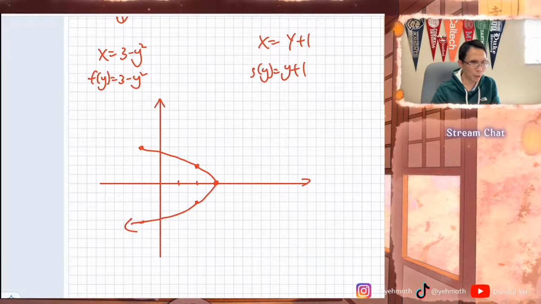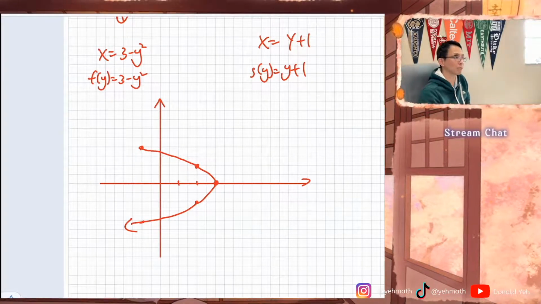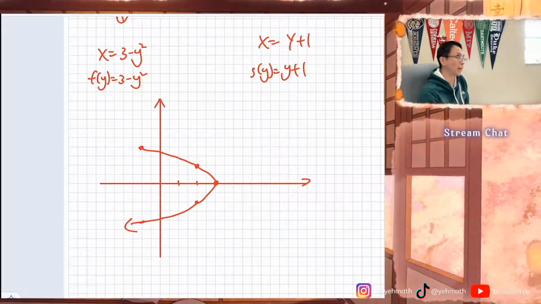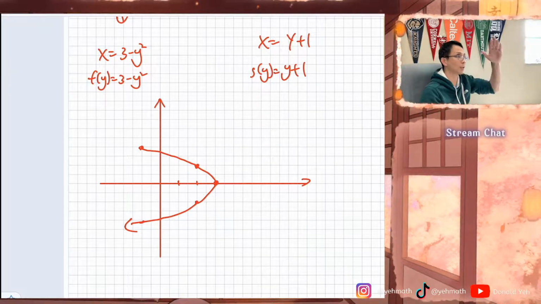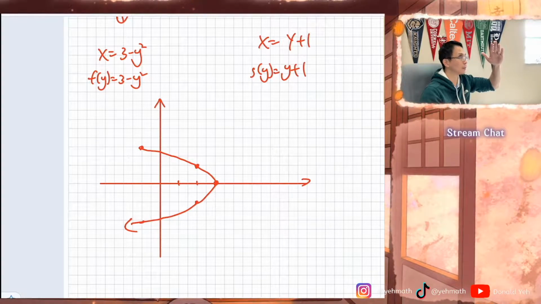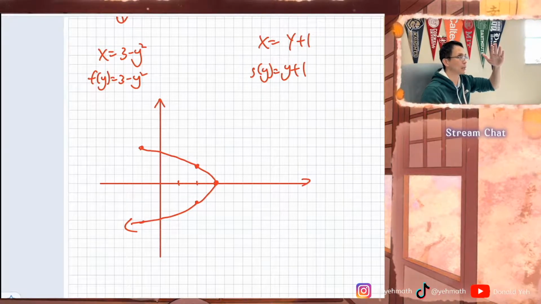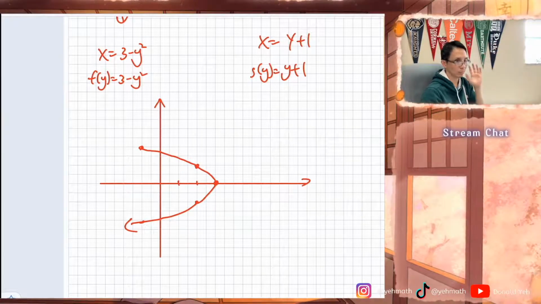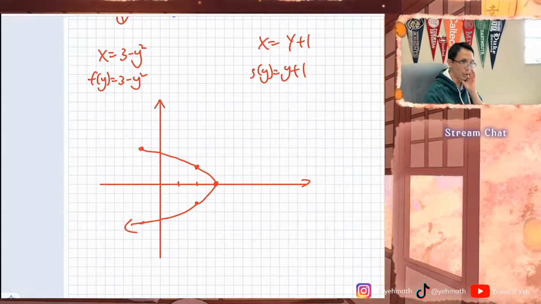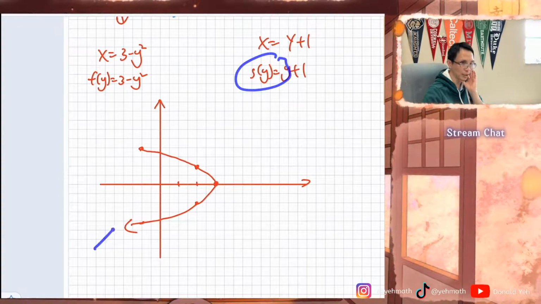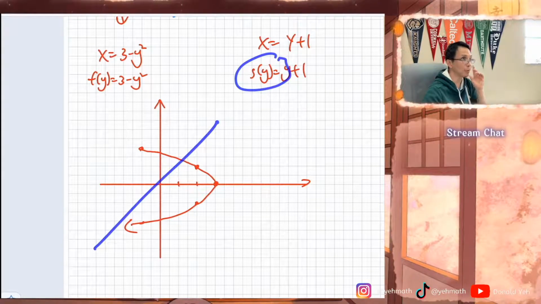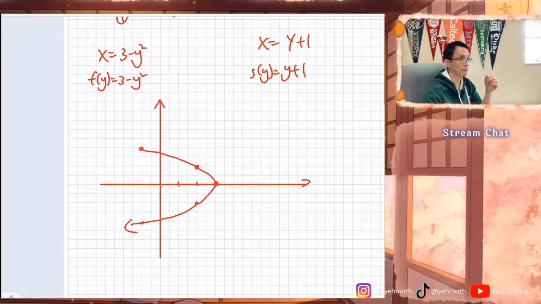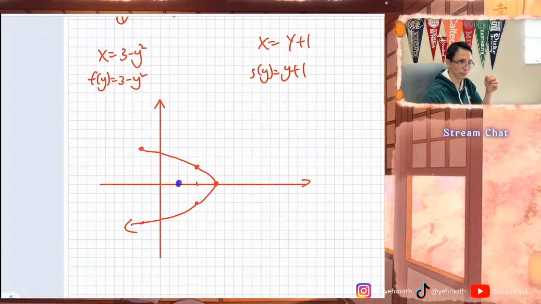Okay, and then what about x equal to y plus 1? Well, we know what x equal to y is. That's just a diagonal 45-degree line. Now, which direction is that line going to move? If I just have x equal to y, it's going to be this. Is that going to move the graph to the right or left or up? Right. To the right. Yay.